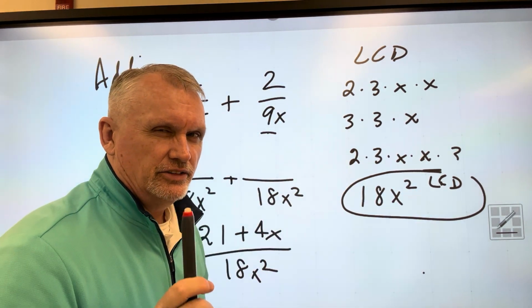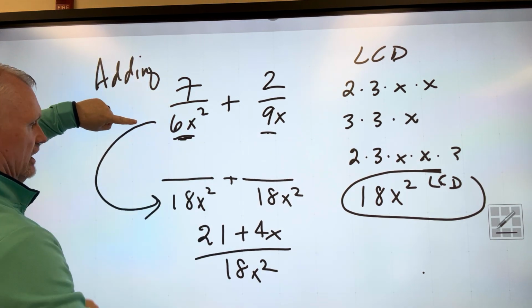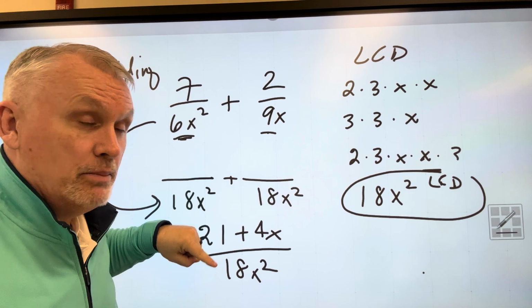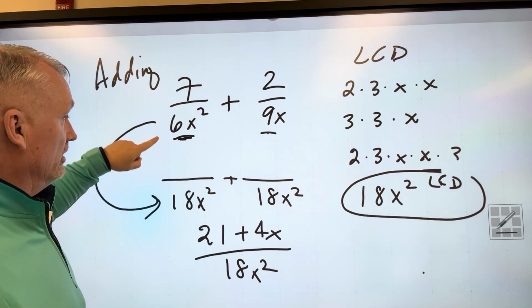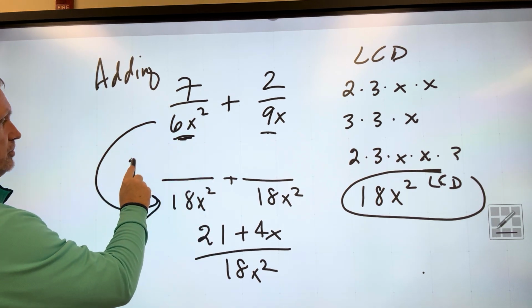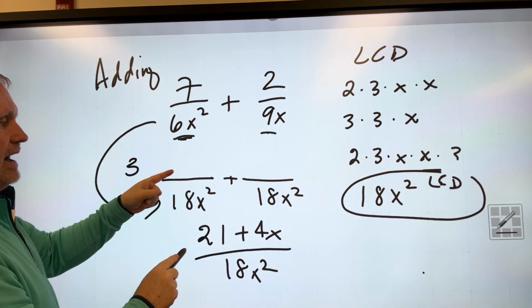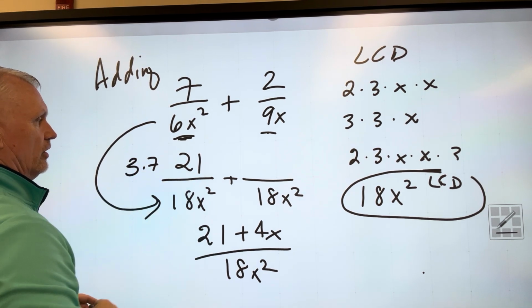Here's the question that you ask. How do you get from here to here? What do I multiply this by to make it look like this? Well, the answer is I multiply it by 3. But whatever I do to the bottom, I have to do to the top. So 3 times 7, which is 21.